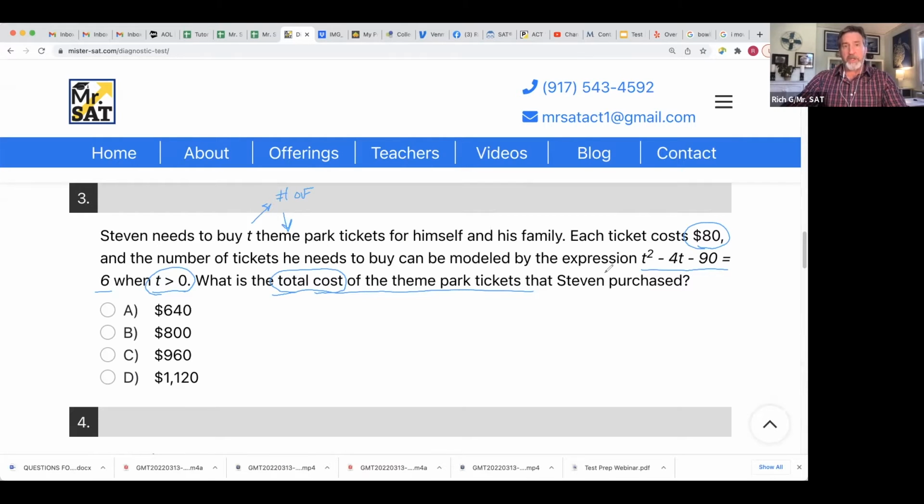The first thing we're going to do is get all of the letters and numbers on the left side, leaving a 0 on the right side. So what do I have on the right side? I have a 6. I want to get rid of that on the right side and put it on the left side. How am I going to do that? I'm going to subtract 6 from both sides. So if I write that now, T squared minus 4T, I already have a minus 90, but I'm subtracting 6 from both sides. That's going to become minus 96, and that's going to equal 0 because I had a 6, I subtracted a 6, I'm left with 0. That's what I want, number 1.